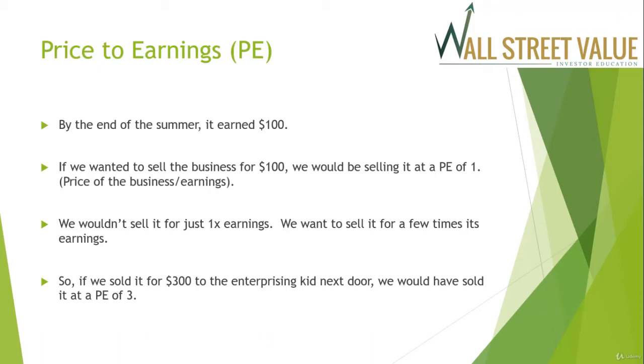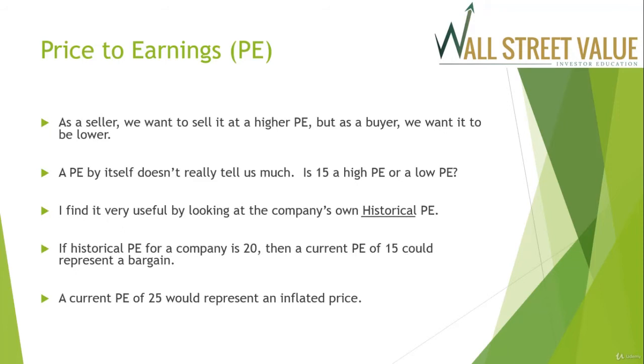We would never sell it for just one time's earnings. We want to sell it for a few times its earnings. If we sold it for $300 to the enterprising kid next door, we would have sold it at a PE of 3. As a seller, we want to sell it at a higher PE. But if we're buying a business or if we're buying stocks, we want it to be lower.